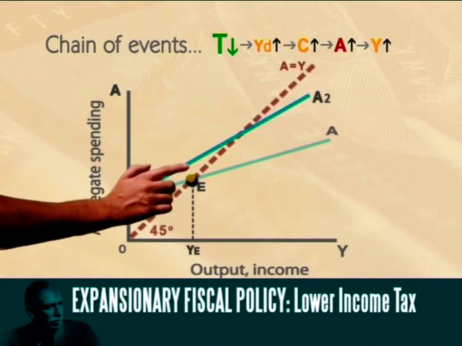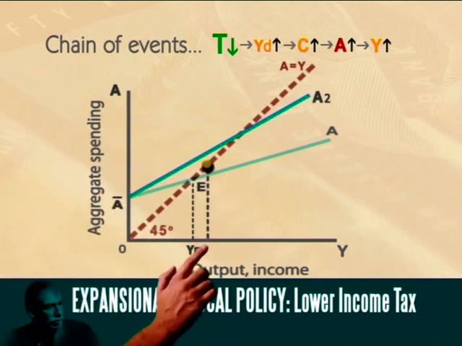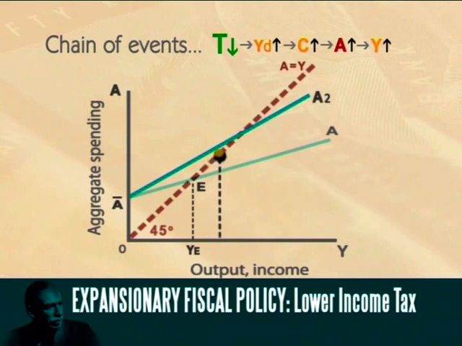Total spending exceeds output, inventories decline, and firms react by increasing production. This rise in output increases income, and households once again have more to spend. The multiplier is kicking in, and the market moves to the new equilibrium at E2 and Y2. A movement closer to full employment takes place, and unemployment decreases.